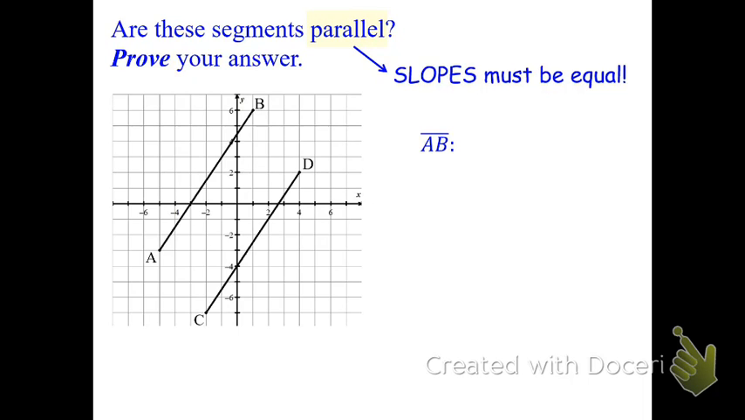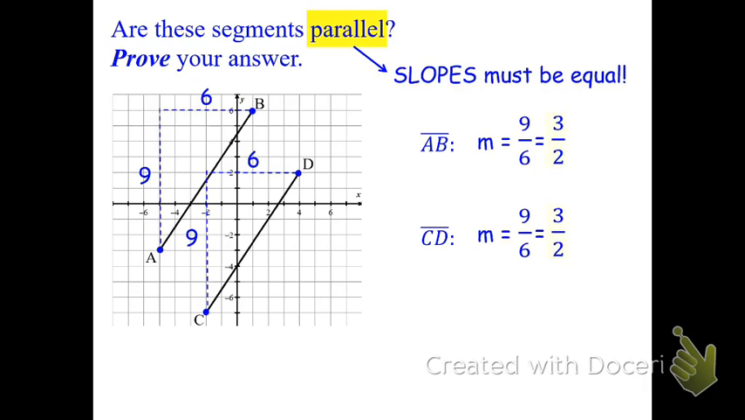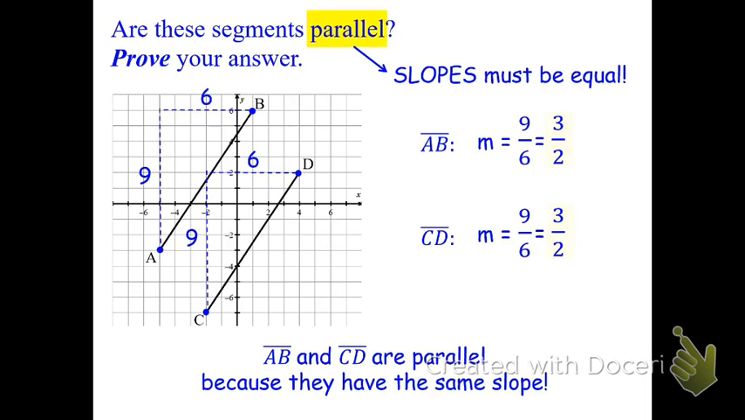Let's start with segment AB. We'll draw on the slope triangle and can see that it has a rise of 9 and a run of 6. The slope of that segment is 9/6, which reduces to 3/2. Now let's turn our attention to segment CD. We'll draw on the slope triangle and see that the slope triangle also gives us a slope of 9/6, which reduces to 3/2. Because both slopes are equal, we know that these segments are parallel. So it's okay to say now that segment AB and segment CD are parallel because they have the same slope.